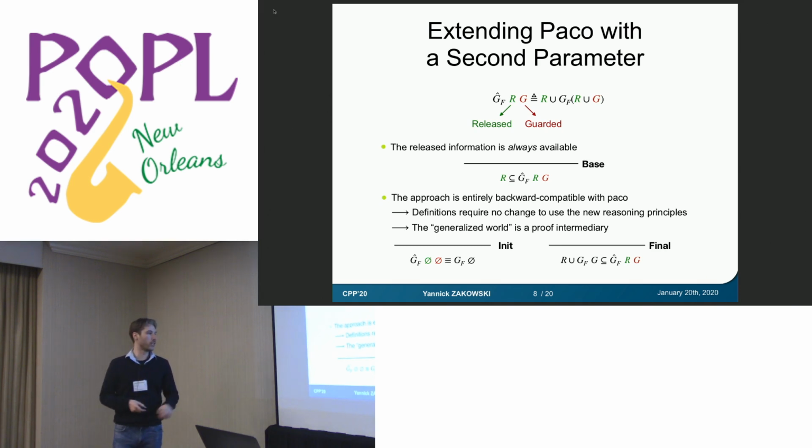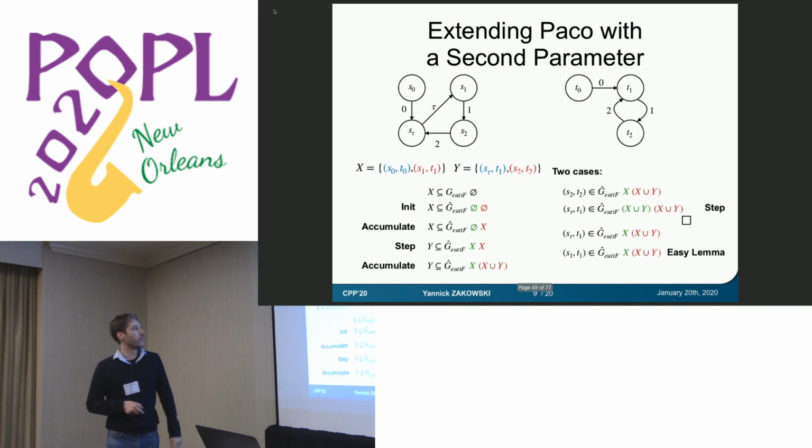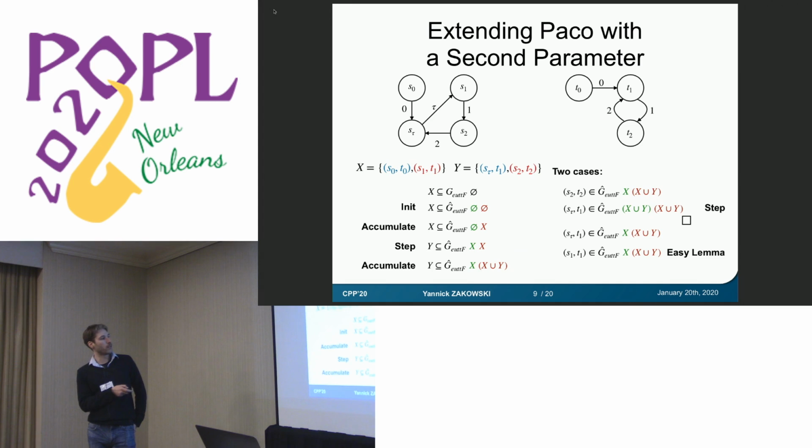I can move to the generalized world. And reciprocally, you have the final rules that say any fact that you've established about the Paco definition, you can always use it, that it will always be included into the generalization. So this is the intuition. How does it work in practice on this proof?